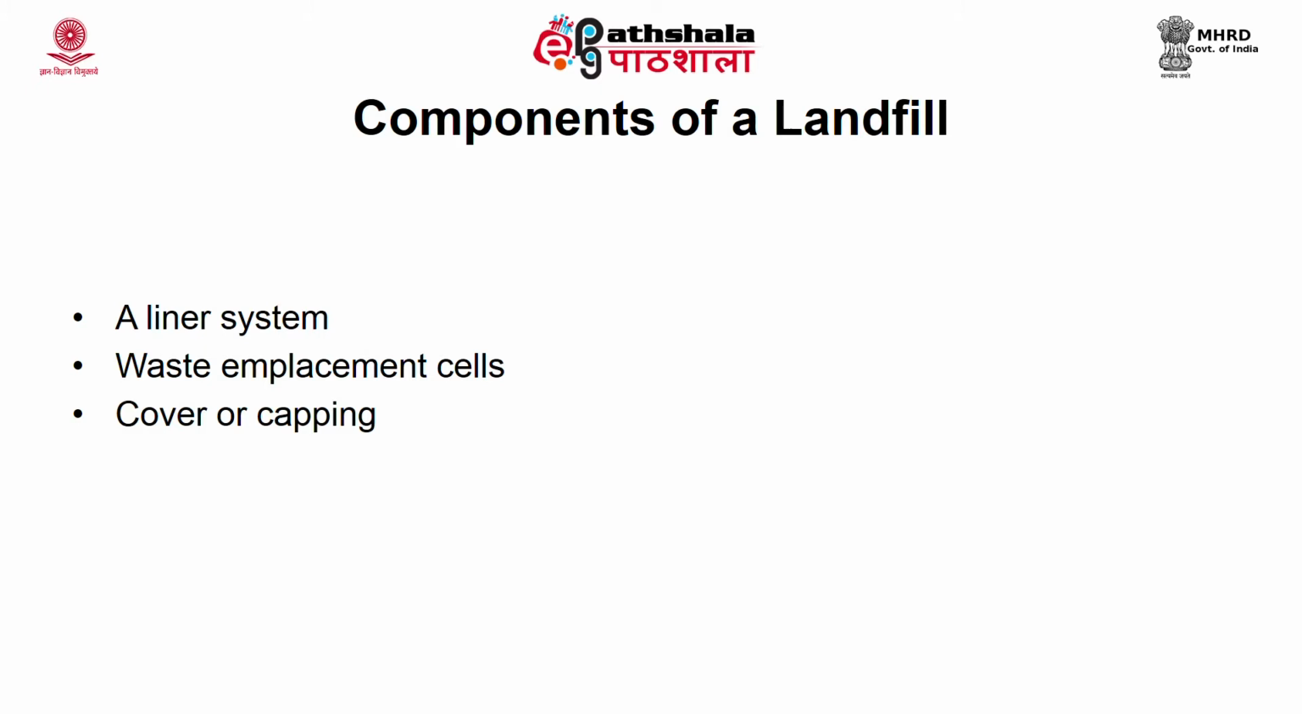One is your liner system, which is laid at the bottom and on the sides of a landfill. The second is your waste emplacement cell, where after lining, you choose the method for laying the waste in this landfill area. After you place the waste in these cells or by any other method, once the capacity of the landfill is over, you have to give a final cover which leads to the closure of the landfill. This is the third component, called the landfill cover or landfill capping.